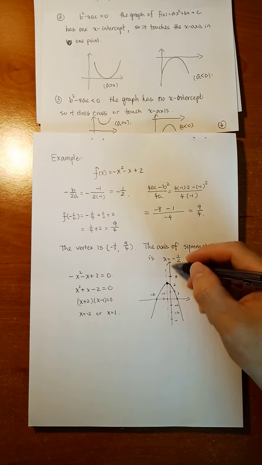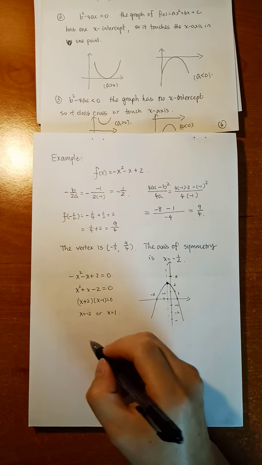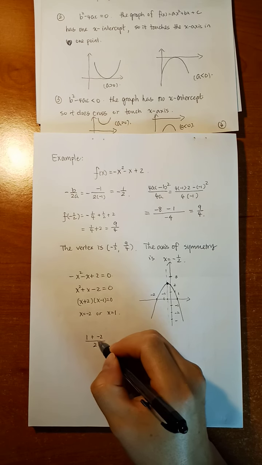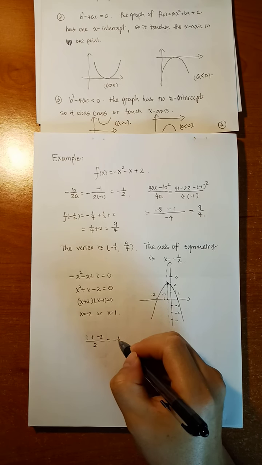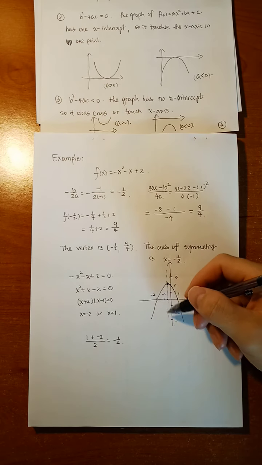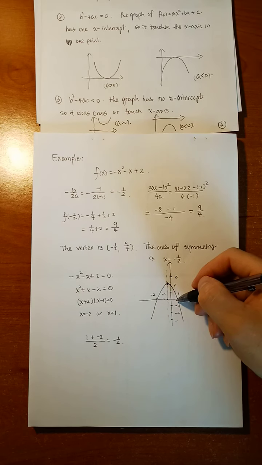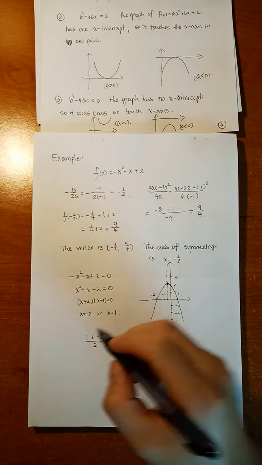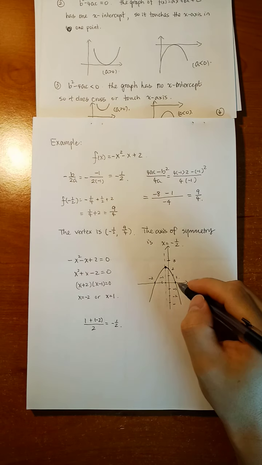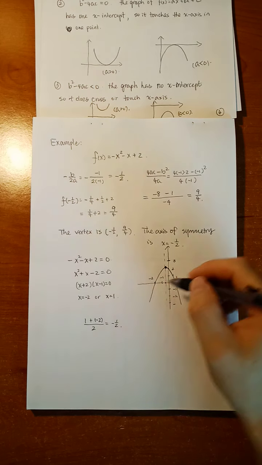How do I get it symmetric? You see, this is a 1. It's a negative 2. The average value is negative 1/2. That's exactly this. And that's also the geometric meaning of the axis of symmetry. Those 2 points are symmetric. Okay? So negative 1/2 is a midpoint, the average value of negative 2 and 1.